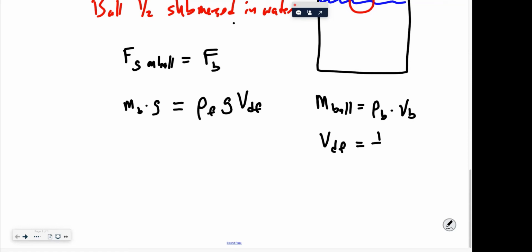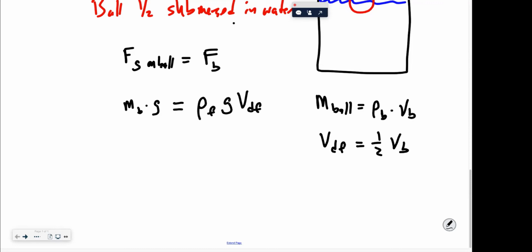This is half the volume of the ball, simply because in this case, half of it is below the water and half of it is above the water. We're only displacing the fluid from half of the ball's volume. The rest of it is not displacing fluid, it's displacing air.